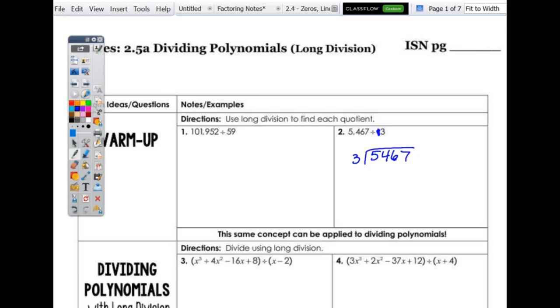Okay, on the notes. On the notes. So I'm going to start with number 2, and instead of the 13, I'm going to make it a 3, okay? So here's what I want you to do.